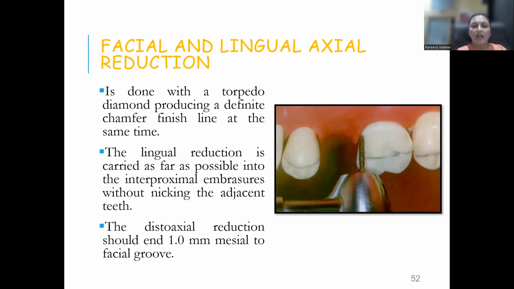Then facial and lingual axial reduction. It is done with the torpedo diamond, producing a definite chamfer finish line at the same time. The lingual reduction is carried as far as possible into the interproximal embrasures without nicking the adjacent teeth. The distoaxial reduction should end 1 millimeter mesial to the facial groove.